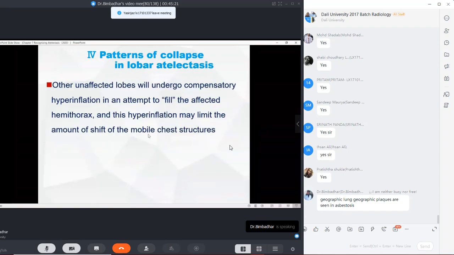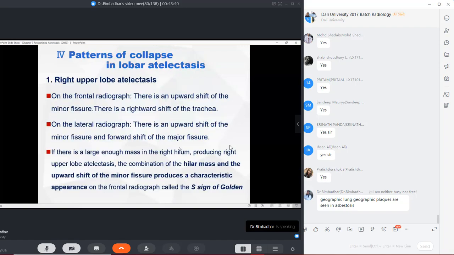And the other unaffected lobes will undergo compensatory hyperinflation. Do not ever forget this compensatory mechanism. Whenever a part of the lung has been affected, there will be hyperinflation because the other parts will try to compensate for the aeration. And the right upper lobar atelectasis, we saw it. This is just an overall view of what we have learned until now.